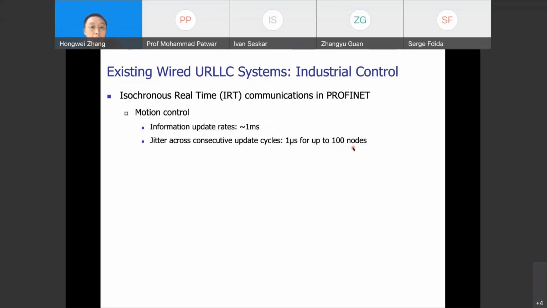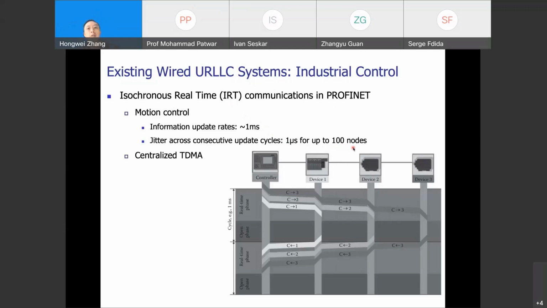And just like in any network, transmission scheduling is one of the key design decisions in such networks. This figure shows how the transmissions are scheduled. In this simple example of one controller and 3 devices, this shows how the system works. But at a very high level, everything is tightly controlled through the controller in a centralized TDMA fashion.